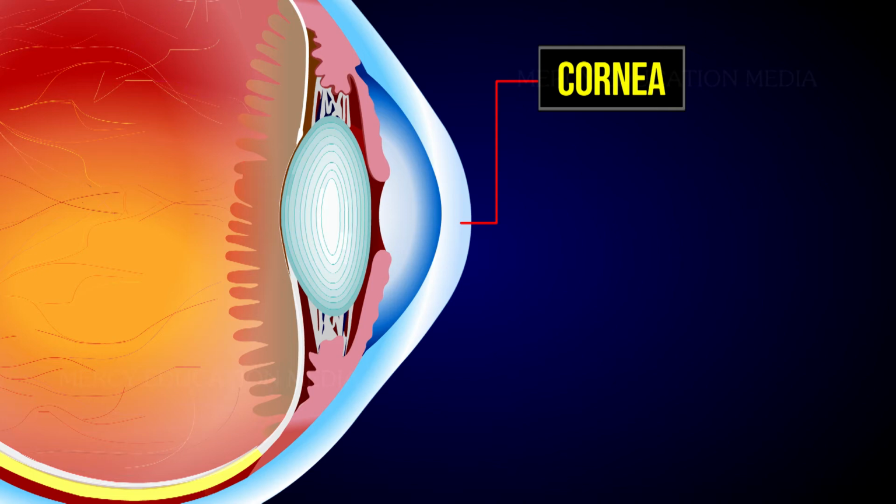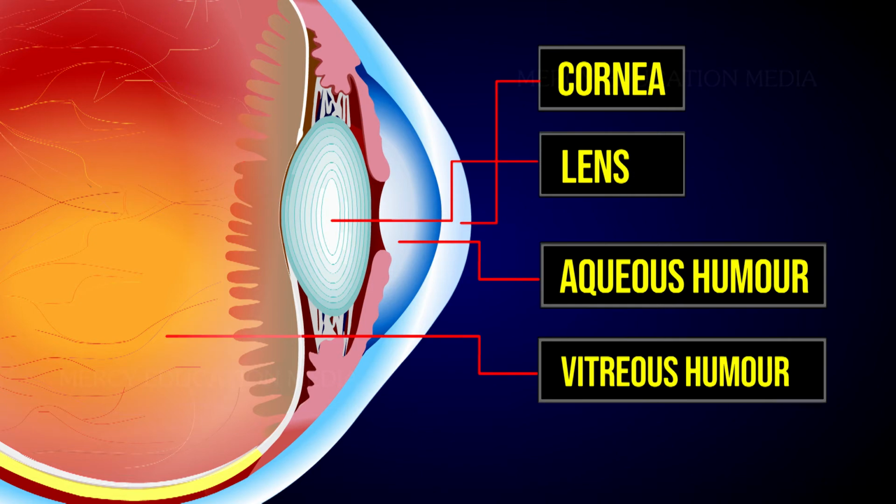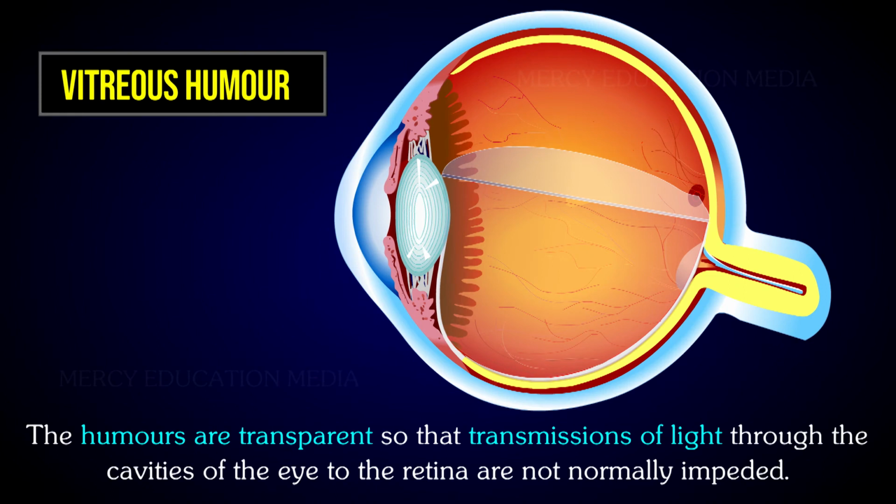Between the cornea and the lens is a colorless, watery fluid called aqueous humor. At the back of the eye, between the lens and the retina, is the vitreous humor, made of a gelatinous mucoprotein. The humors are transparent so that transmission of light through the cavities of the eye to the retina is not normally impeded.